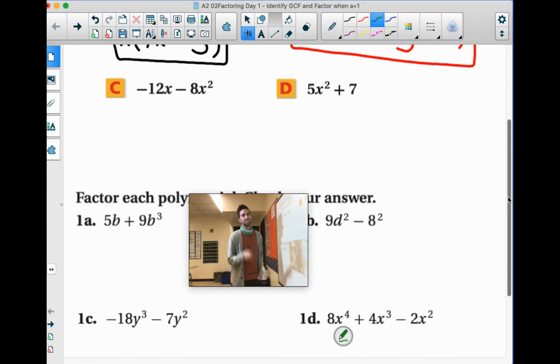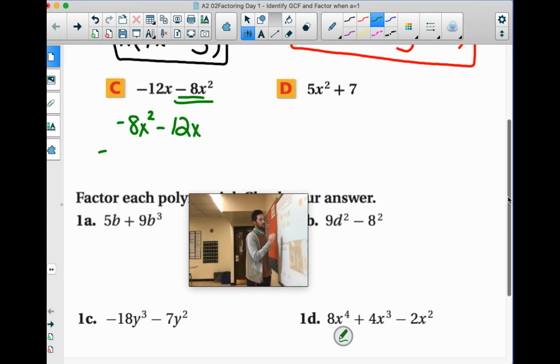If you look at C, this isn't in standard form, so we need to reorder it. The higher exponent should be in the front, so we'll move the negative 8x squared to the front and the negative 12x to the back. Now, anytime your first term is negative, we're going to factor out a negative sign. So think of 4, well, oops, it's 4, right? 4 is the largest thing that goes into 8 and 12. So we're going to kick out a negative 4. They both have an x, so we're taking out negative 4x. That's the greatest common factor.